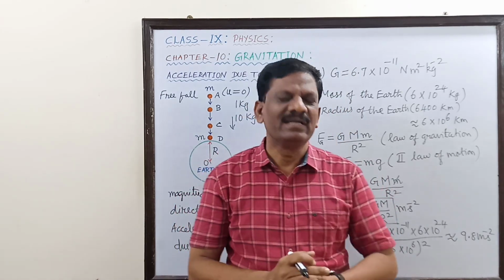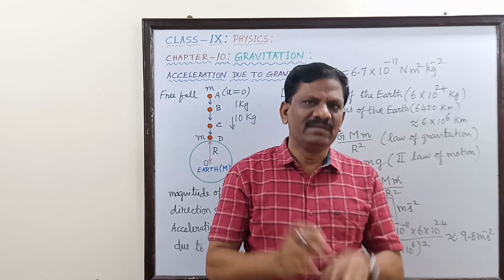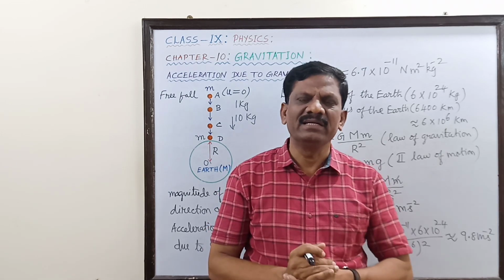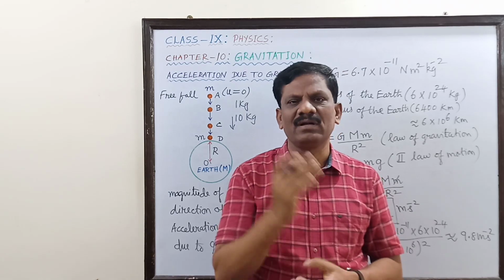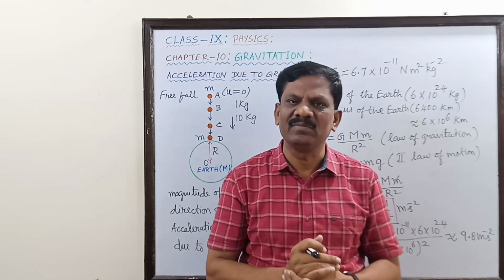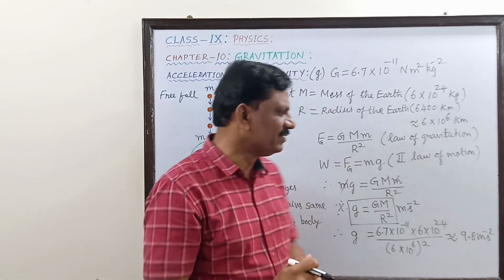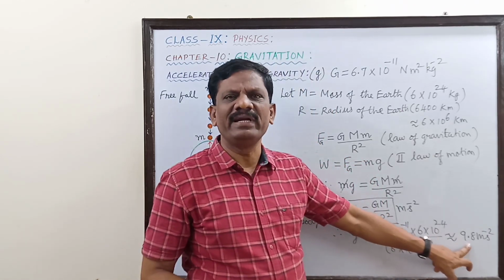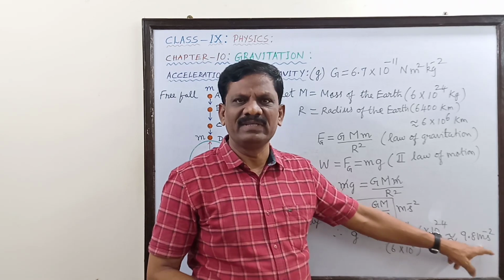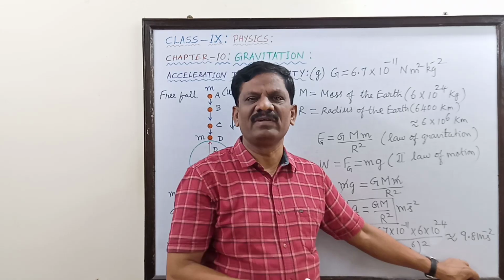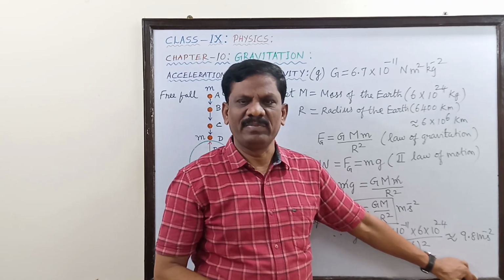The variation of small g with respect to height, depth and latitude is not in your 9th standard syllabus. Anyhow, you get a previous knowledge that the value of g has an average value of 9.8 meters per second square on the surface of the earth. On the surface of the earth itself, it is not constant. It changes from one place to another place.